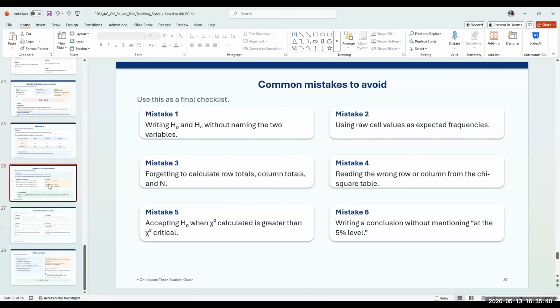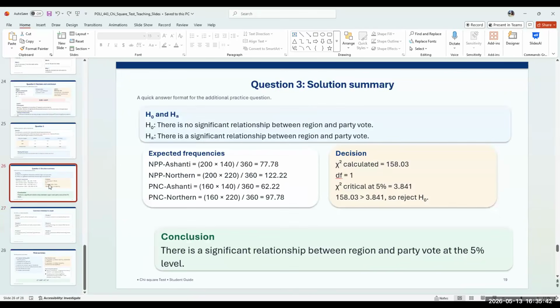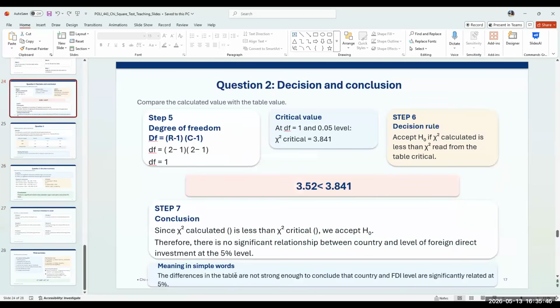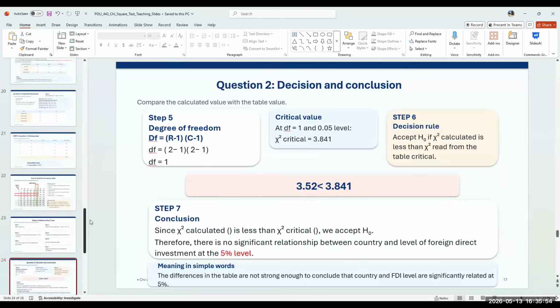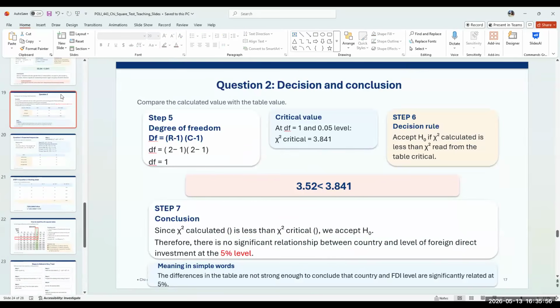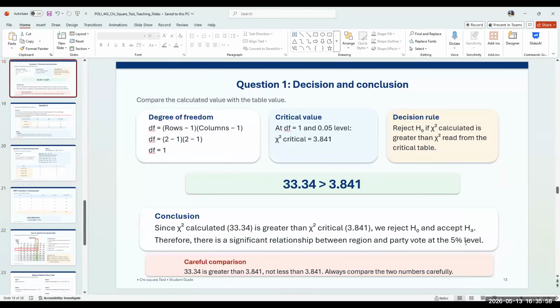So look at our conclusion. He said there is a strong relation between region and party vote at 5%. So always put in mind, you see here at 5%, I wrote the 5% here. So always write the 5% there. When we go to the question that we did for question 1, we wrote the 5% there. Always make sure that you bring the 5%. The conclusion is very, very important. Please, do you get all?